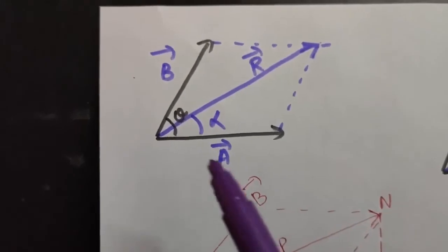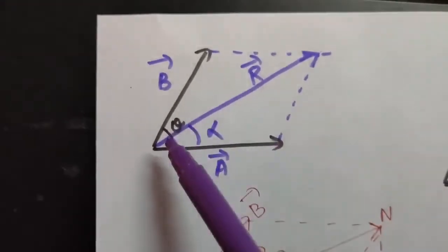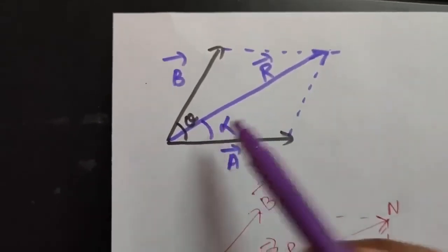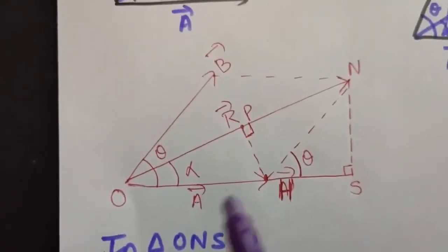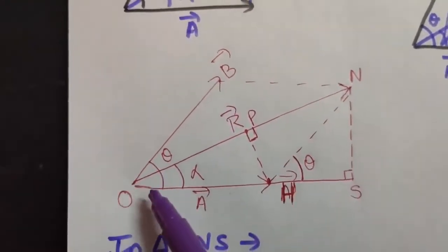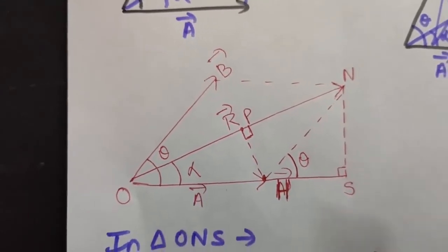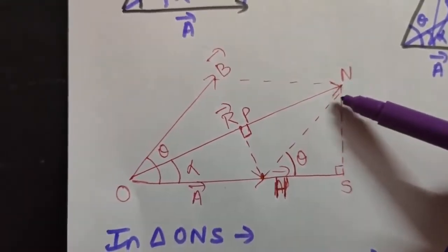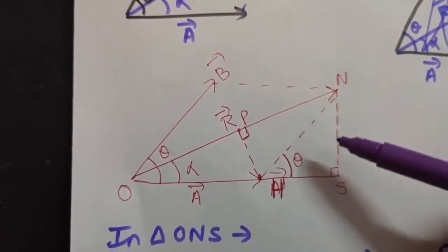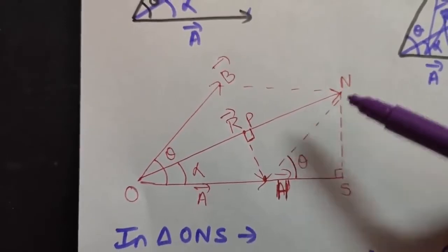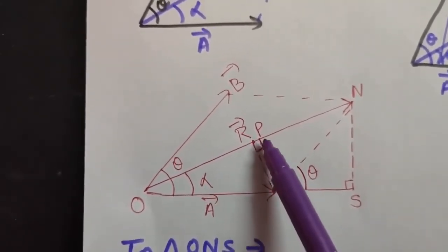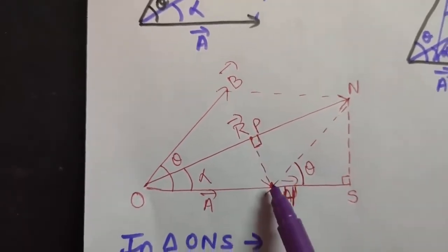For this, let us suppose the angle between A and B is theta, and the angle between A and R is alpha. Okay, so now look here. Again, this is the same diagram: A, B vector, R vector, this angle is theta, this angle is alpha. Now I am drawing a perpendicular from N to the A vector, and I am extending this line. So this is the perpendicular drawn, this is your S, this is your N. Similarly, I am drawing a perpendicular from this point H to the R vector. This will be the point P, this is your H.